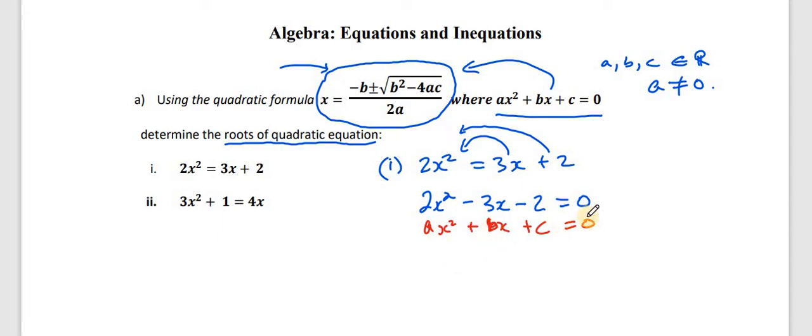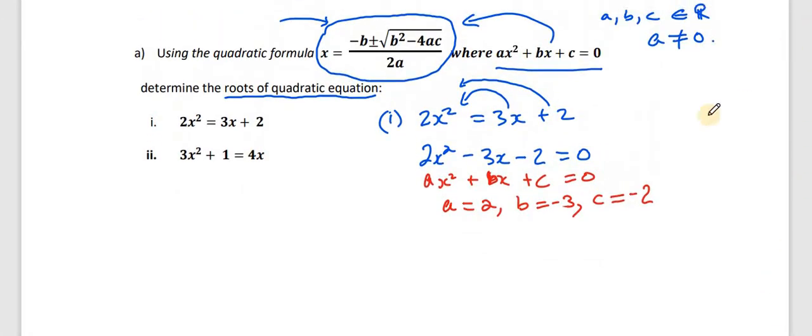So here's my question. What is a? A is a number. Look at this. We're equating the coefficients. A is equal to what? 2. B is equal to what? Not 3, but what? B is equal to negative 3. C is equal to what? Negative 2. You have to take the sign in front of it.